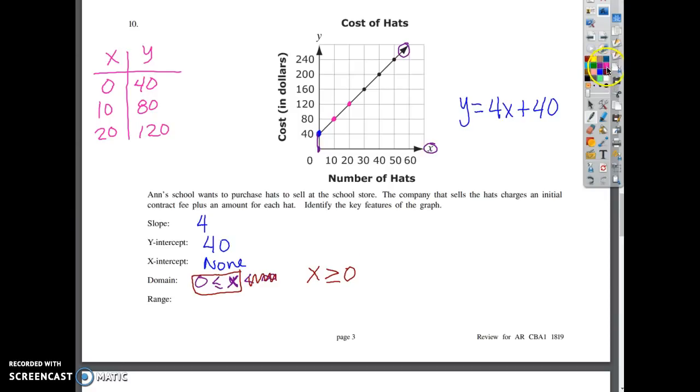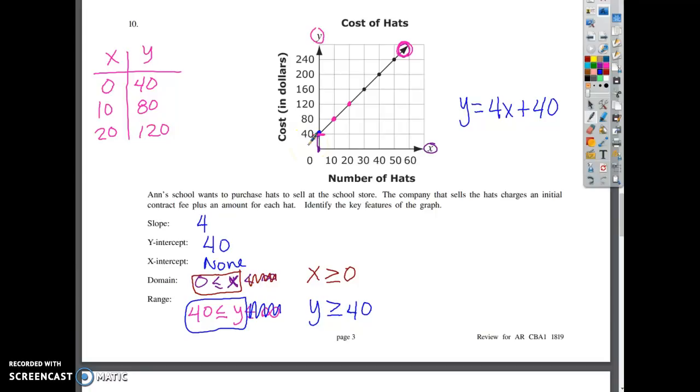The range. What is the bottommost point on the y? 40. So we're going to go from 40 all the way to infinity. So I only need the first part. I'm going to erase this part. You only need this, and you flip it. Y greater than or equal to 40. Why did I put a line underneath? Because it's equal to. Those are closed points. Those are not open circles. Okay?